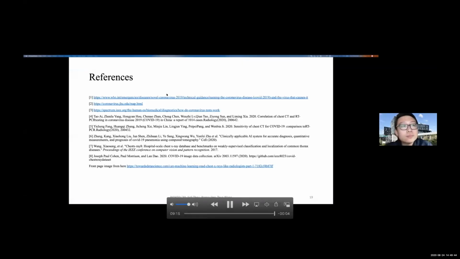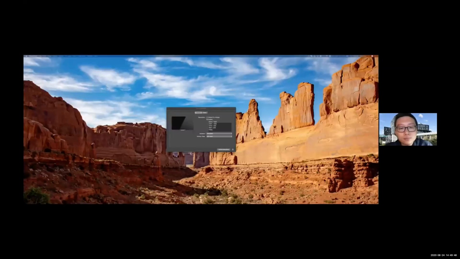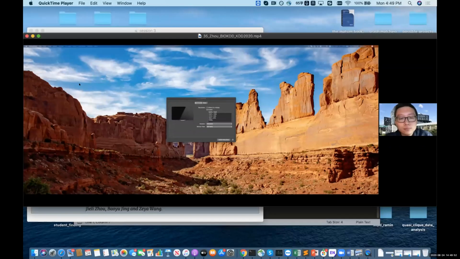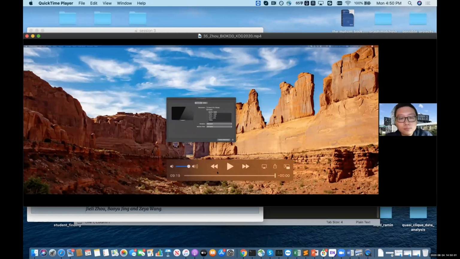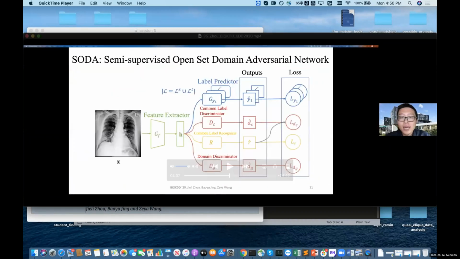Okay, thank you. Any questions from the audience? Okay, let me ask a question. So how do you define the loss function, because you have so many modules, and how do you train the model? Could you shed light on this point?